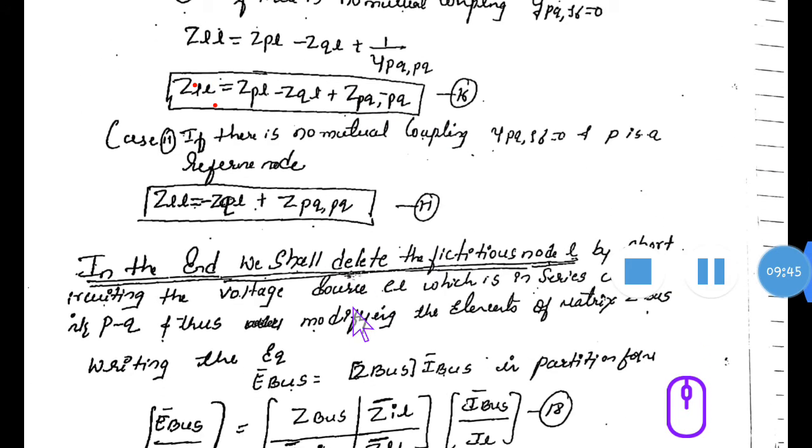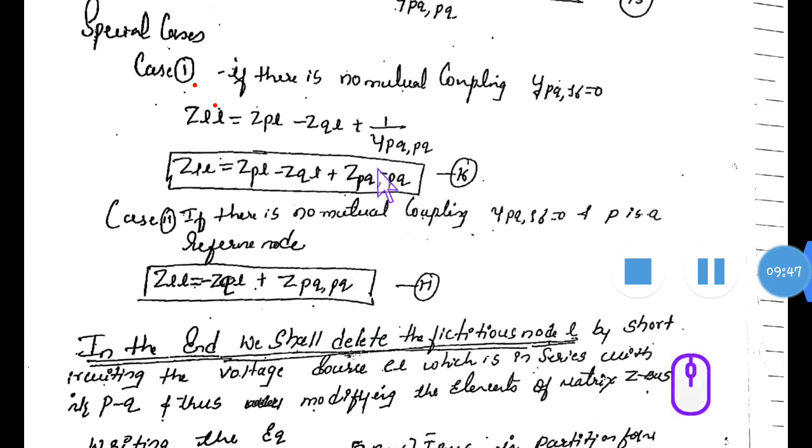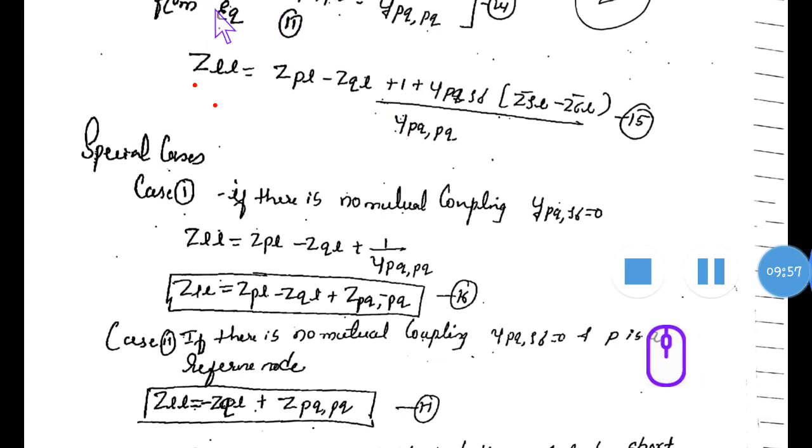Okay. So therefore this is in terms of what here? No mutual coupling, no reference. If there is no mutual coupling with reference, then Z of LL you have to write, and minus ZQL plus Z of PQ comma PQ, because the P term will be 0. If there is a reference.